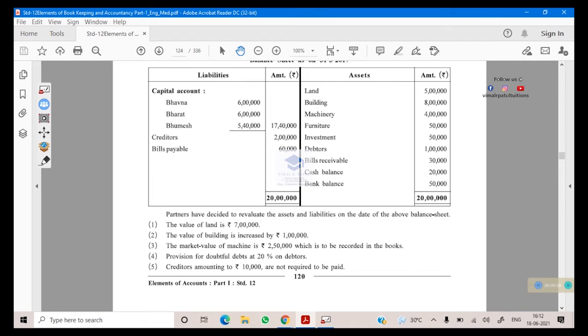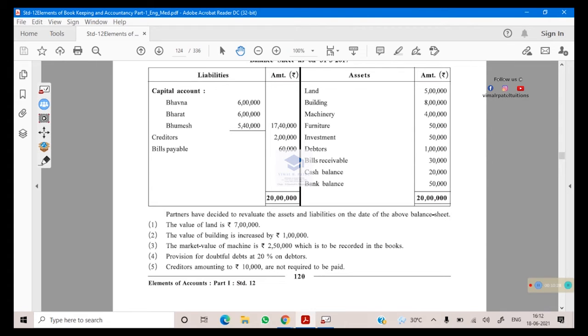Then the market value of machinery is 2,50,000, which is to be recorded. Now in the balance sheet the value of machinery is given as 4 lakh and the market value is 2,50,000. So obviously there is a decrease in value of machinery. Provision for doubtful debt is to be made at 20% on debtors. On the debtors of 1 lakh, you have to provide 20% for BDR. Creditors amounting to 10,000 are not required to be paid. So you don't have to pay 10,000 out of creditors. So that will be your profit.